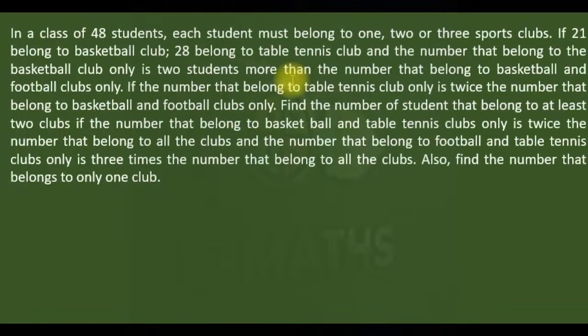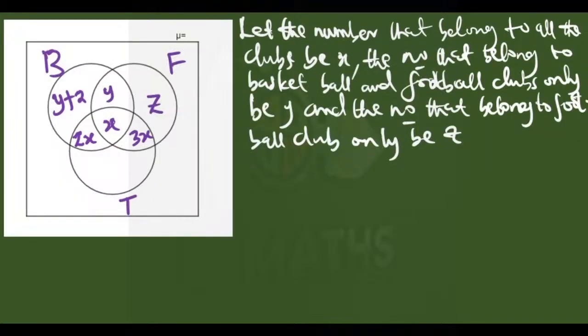They said the number that belongs to table tennis club only is twice the number that belongs to basketball and football only. Basketball and football only is y, so here is 2y. And the total number of students is 48. So we are good to go.